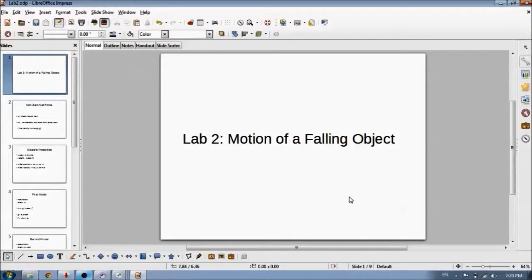Hi, this is Lab 2, Motion of a Falling Object. I recorded a video of a falling object, analyzed it using Tracker, and made models using VPython.